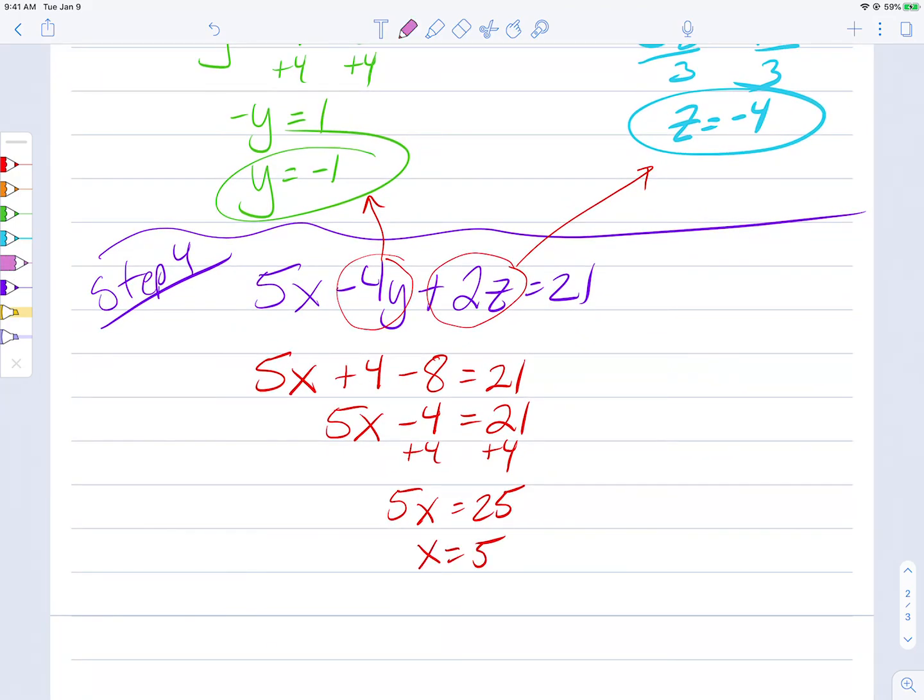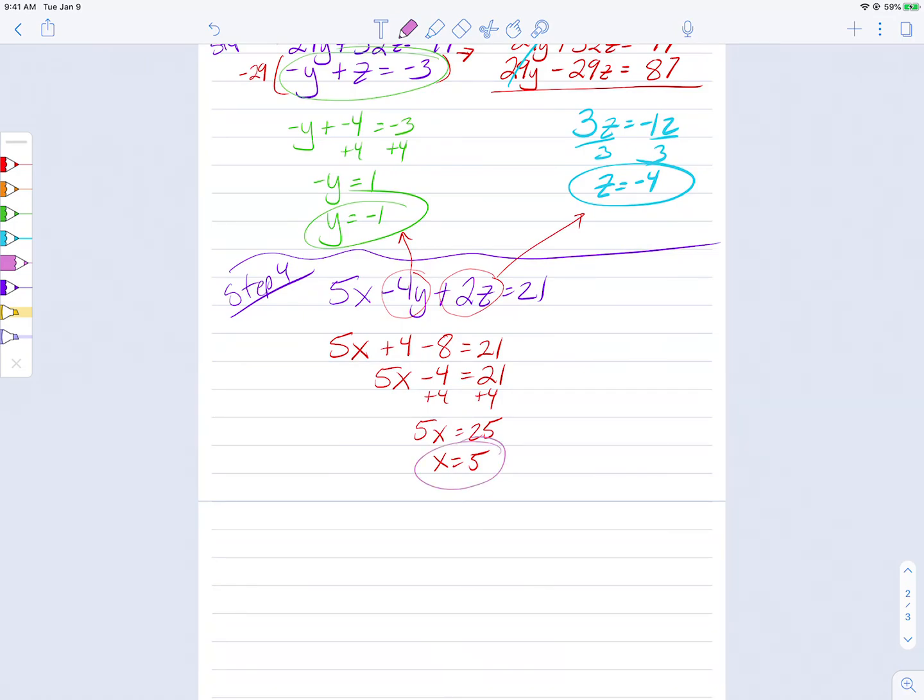So for my final answer, it's always alphabetical order, which means my final answer is 5, negative 1, negative 4. So I have just solved a system of 3 variables by doing a lot of elimination.